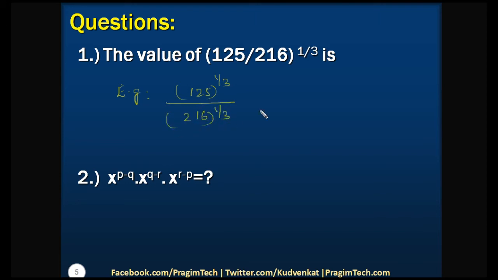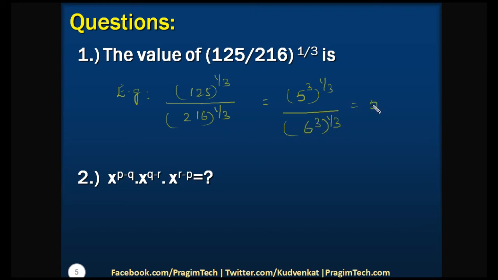Let's try to represent the numbers, that is 125 and 216, in terms of powers of 3, so that we can cancel out the power and this exponent, right? As you know, 125 is 5 cube, this whole power 1 by 3, divided by 216, which is 6 cube, to the power 1 by 3.